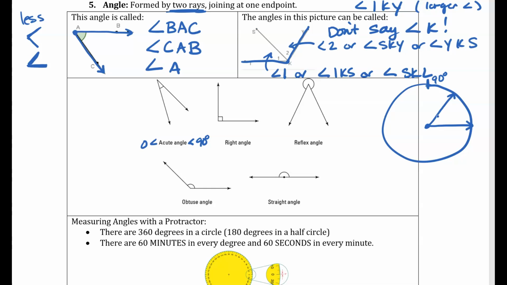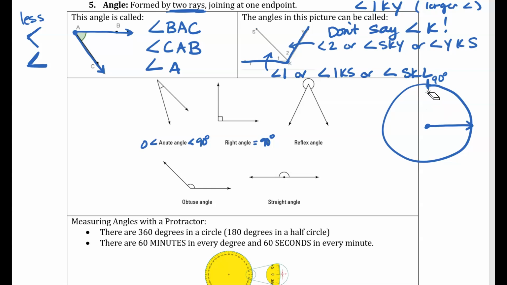So this would be an acute angle, what I drew here, that angle right there, acute. As soon as I bring that top ray up to meet the 90 degrees and make a right angle, we call that a right angle. So right angles are equal to 90 degrees.